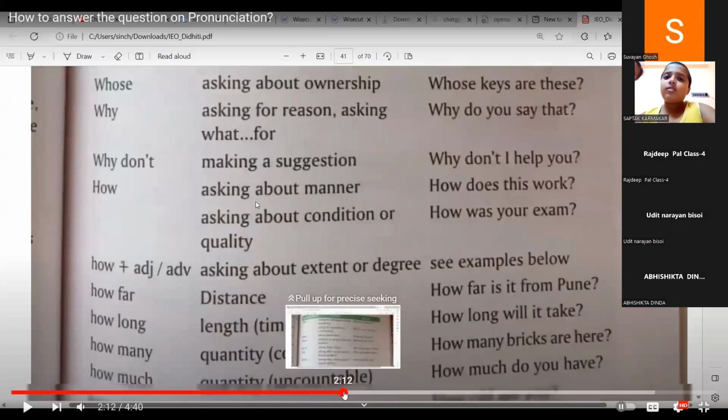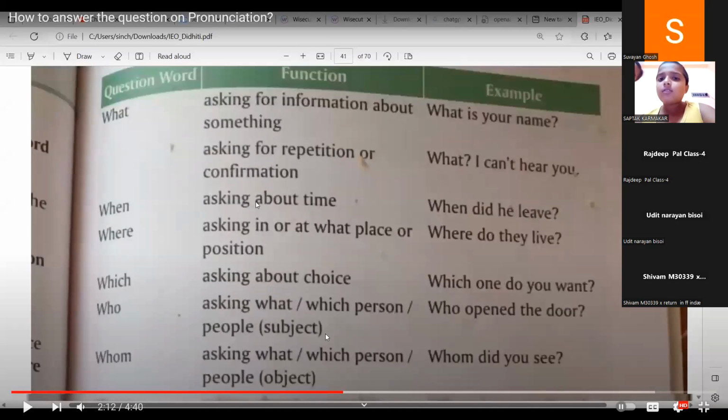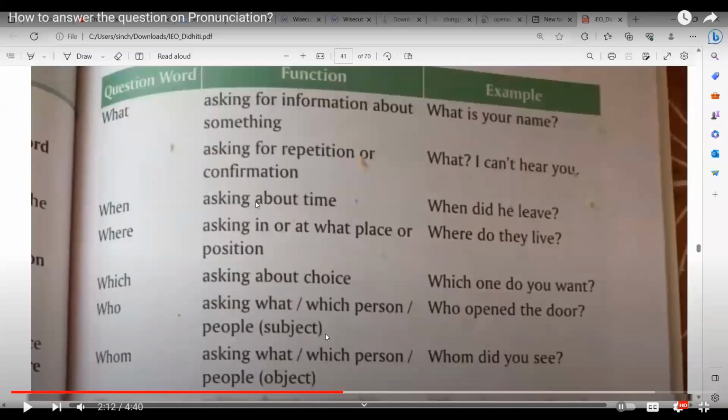Whom? Asking what? Which person? Whom did you see? People, object. Ma'am, can I tell an example with whom? Yes, tell me. Ma'am, who is shouting in the class? That is already given, excuse Shivam. Give a different example. Udit, we don't use whom for that question. We use who is talking in the class, not whom is talking in the class. Who is talking in the class is correct.